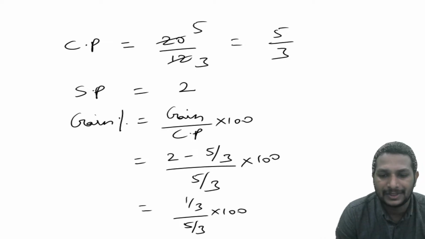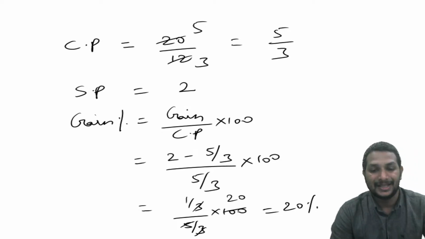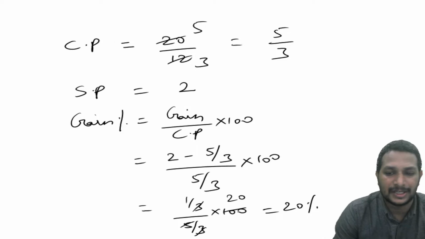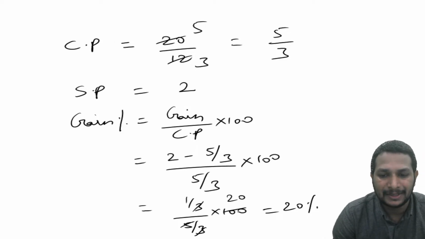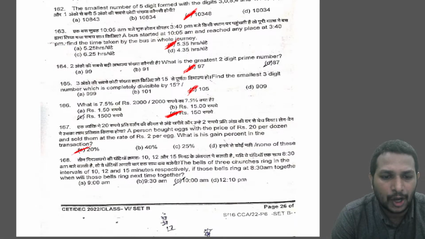So 1 by 3 by 5 by 3, I will cancel off this 0. We got the gain percentage as 20%. Gain percentage is 20 percent, which is nothing but option A. The answer for this question is option A.